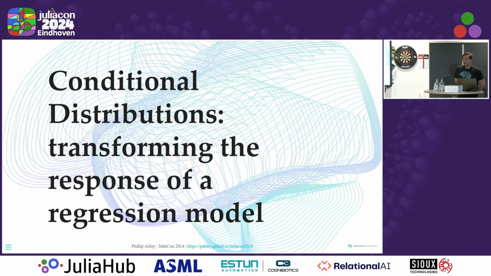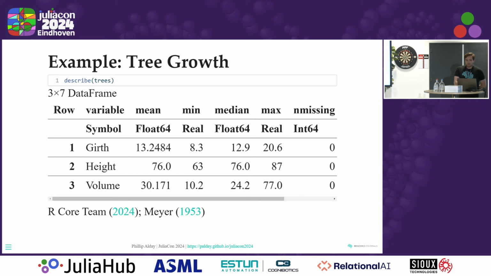More interesting is that you often want to do this for linear regression of some type, and so you want to look at conditional distributions. And you can do this quite simply. This is, again, an example I borrowed from the R world, looking at tree data. It's growth, height, and volume of trees.